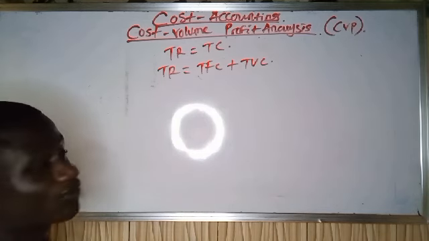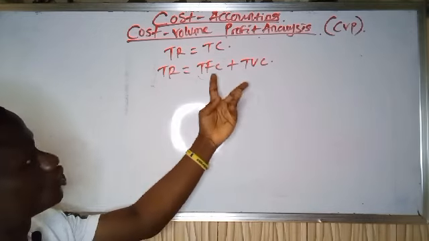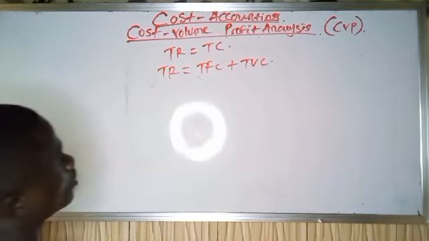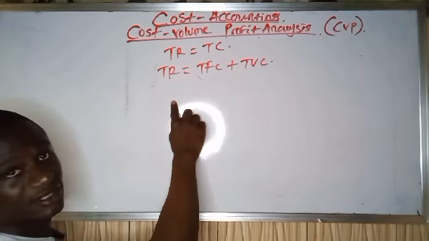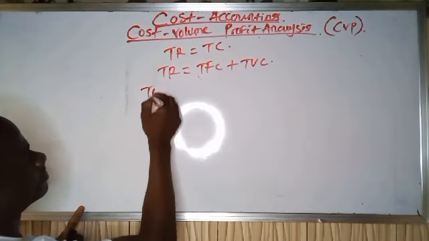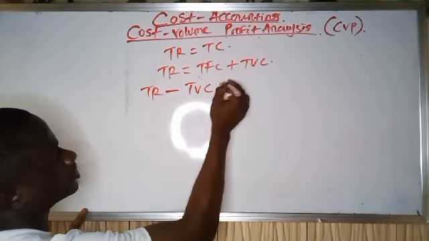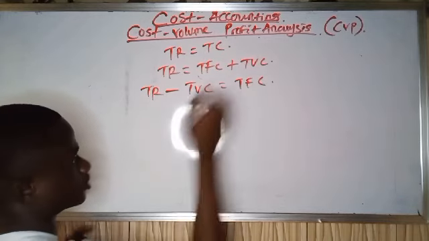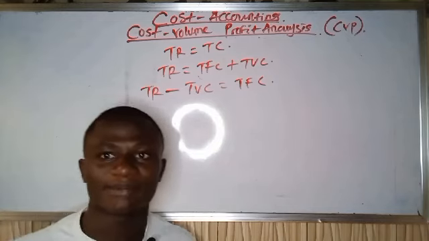Now, don't forget that at break even, total revenue is equal to total cost, right? So I can bring this total variable cost to the other side. I'll have total revenue minus total variable cost equals total fixed cost. What does this mean, or what does this formula imply?